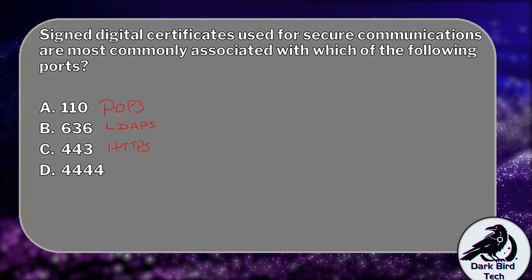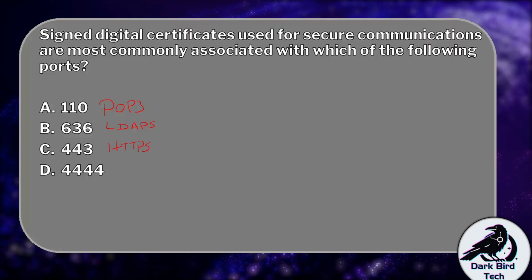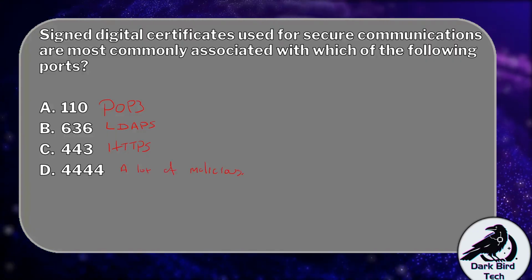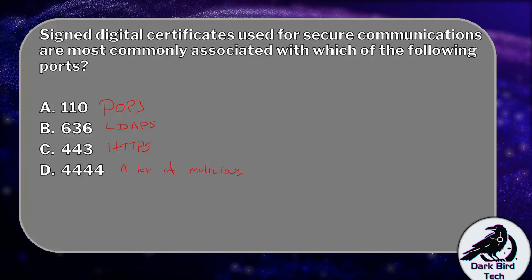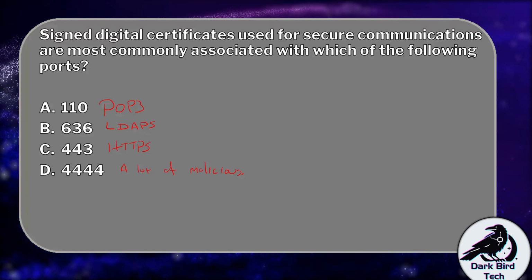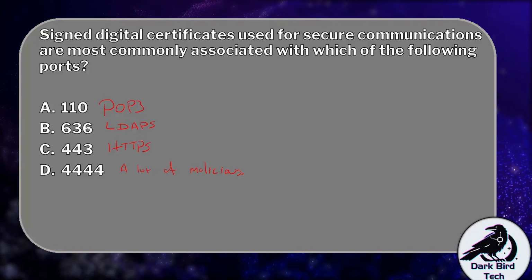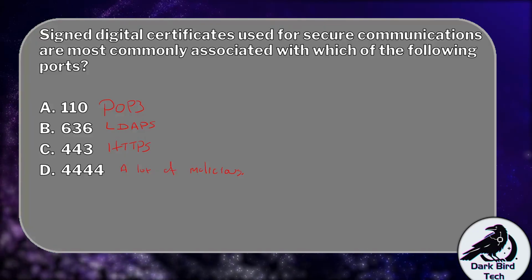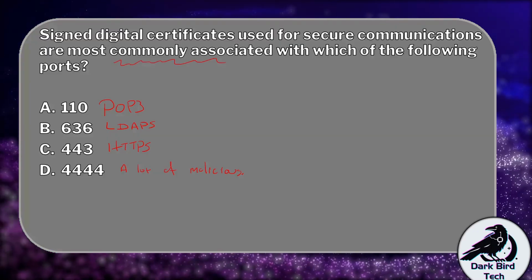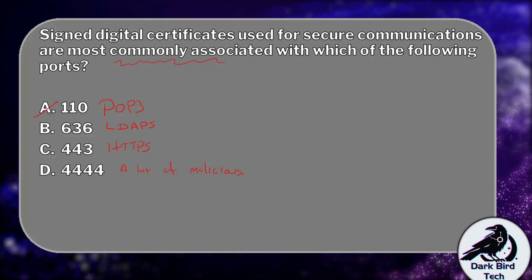And then we've got port 444, which has got a lot of things going on it if you go and look it up. And a lot of it is malicious. The only secure thing that I am aware of on port 444 is Sophos firewall administration through a web console. So, let's run through this. Signed digital certificates for secure communications is what we're after here, and what we most commonly associate with it. Now, POP3, that's the unencrypted version, so that's out of the equation.